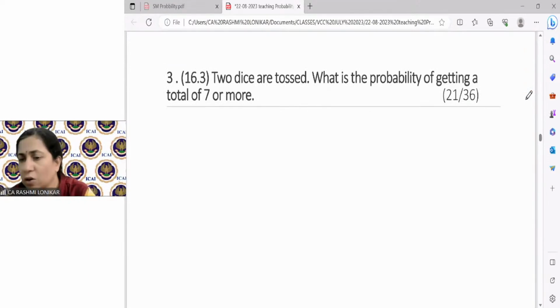Two dice are tossed. You can say the word roll or tossed. What is the probability of getting a total of 7 or more? Now, as you can appreciate, 7, 8, 9, 10, 11, 12. You can either do it that way or you can do it 1 minus. So there are two ways of approaching this. Let us see them.